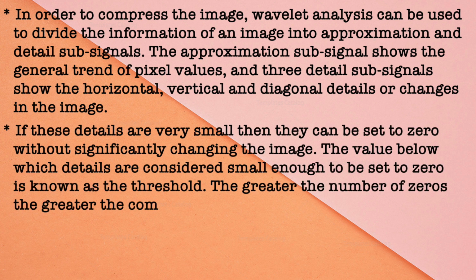If these details are very small, then they can be set to 0 without significantly changing the image. The value below which the details are considered small enough to be set to 0 is known as the threshold. The greater the number of 0s, the greater the compression that can be achieved. The amount of information retained by an image after compression and decompression is known as energy retained, and this is proportional to the sum of the squares of pixel values.